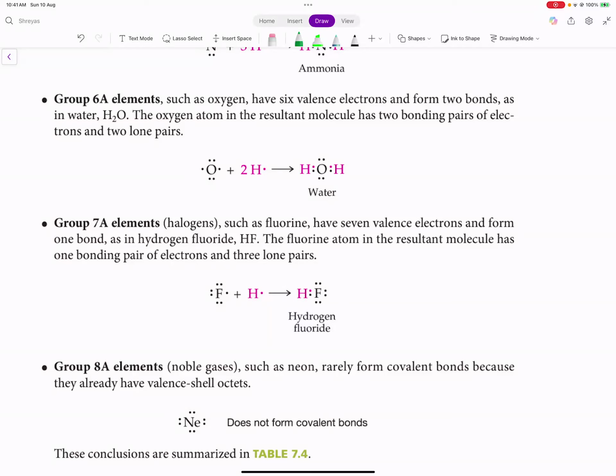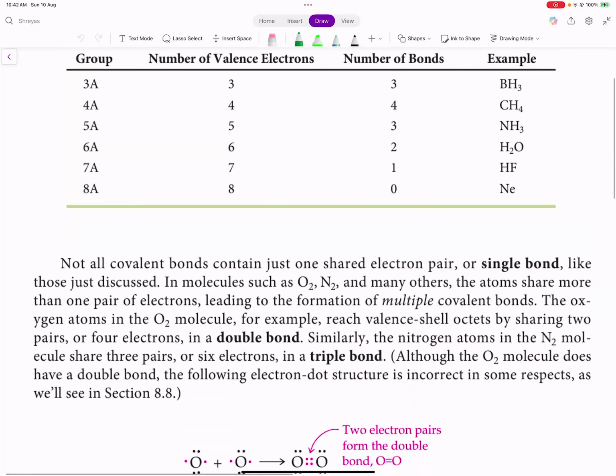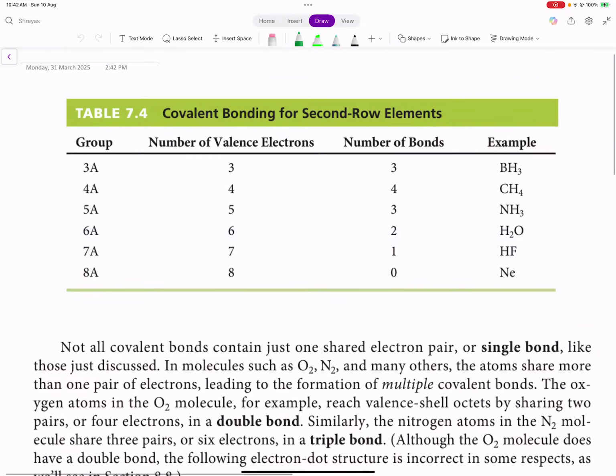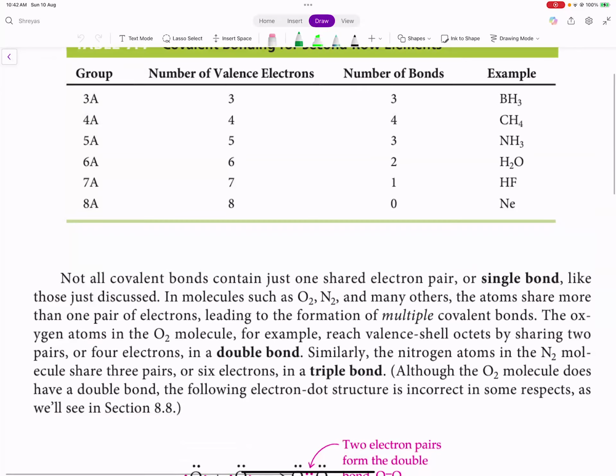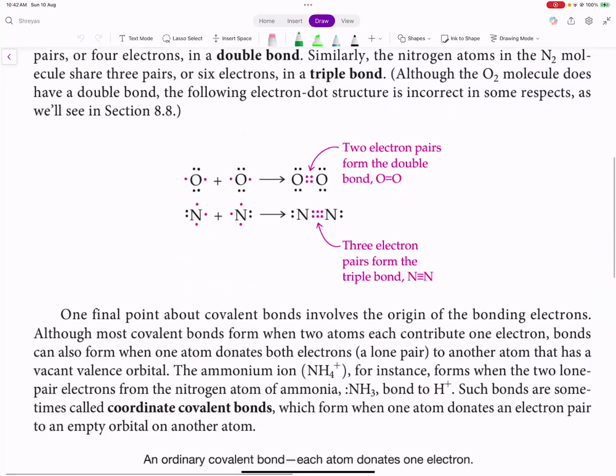So you should remember the groups and their elements. Group 3A has 3 valence electrons, 4A has 4, 5A has 5, 6A 6, 7A 7, 8A 8, right? Take a while, don't worry. Now I'll show you how to draw the Lewis structures.